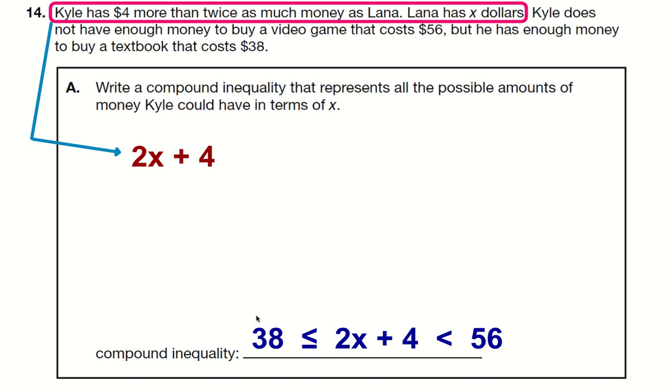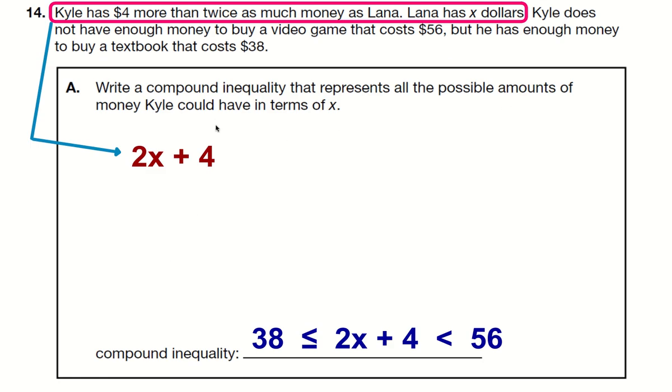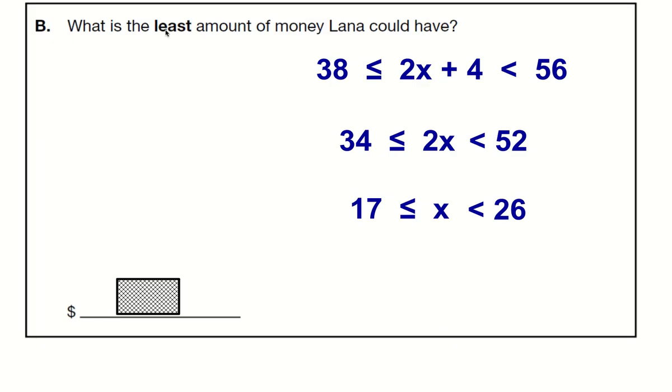And I suppose it's possible that they want us to solve this, but we solve it here in part B at least. But what is the least amount of money Lana could have? So Lana, she has X dollars. Like X actually represents how much money Lana has.